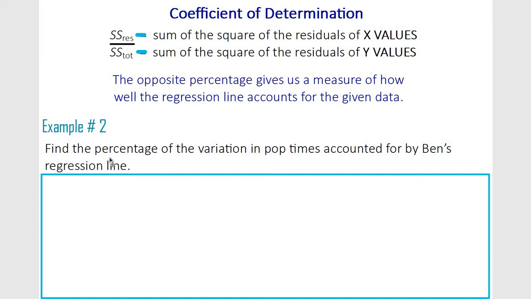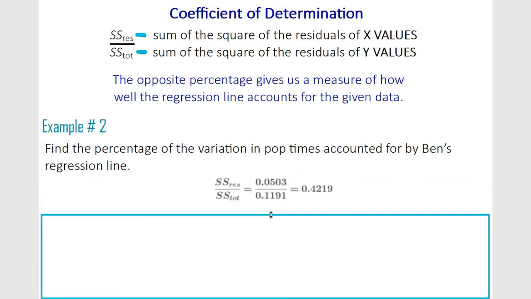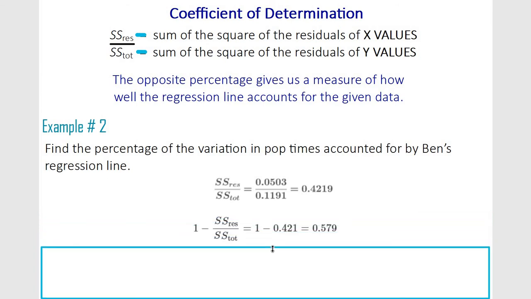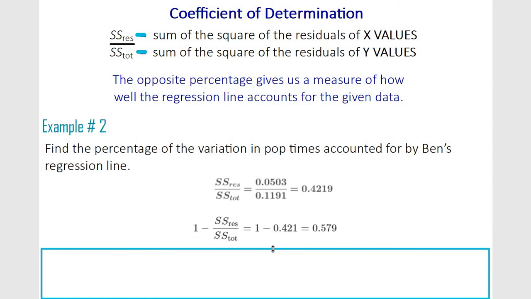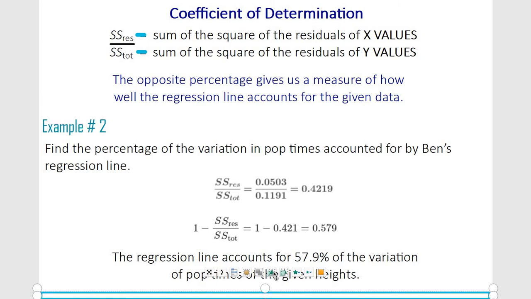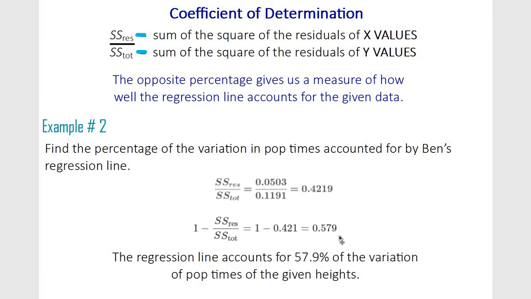All right, so going back to our example, the pop times with Ben's regression line. Okay, so the sum of the squares of the residuals divided by the total sum of the squares is 0.42. Do 1 minus that, and that's your R squared value. That's what I mean by opposite. Okay, so the regression line accounts for 57.9% of the variation of pop times for the given heights.